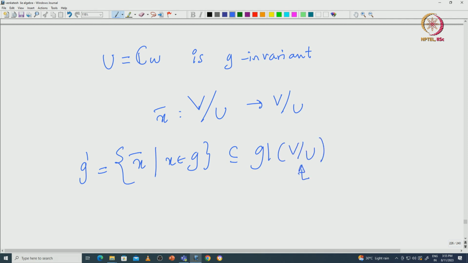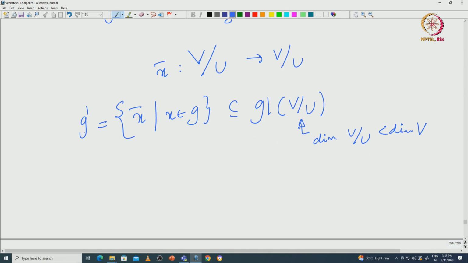So, now this dimension is actually strictly less than the dimension of V. So, by induction what you can say is that there is a basis of this V modulo U with respect to which all the elements of this G dash are represented as upper triangular matrices. Since G dash is actually solvable as being a quotient of this G, I will leave it to you to check G dash is indeed solvable, that is not hard to check. So, once you check that this correspondence x goes to x bar is a Lie algebra homomorphism, that would imply that G dash is solvable.